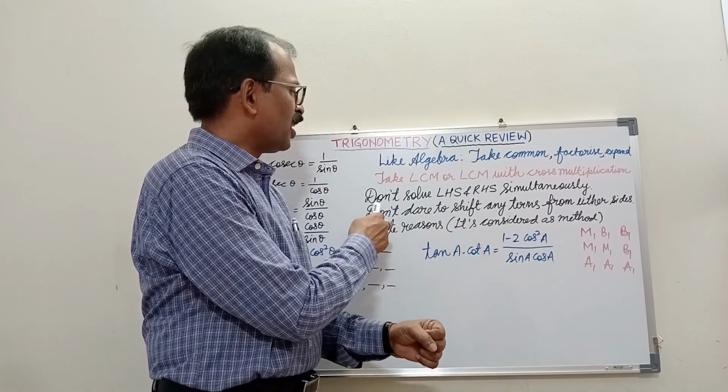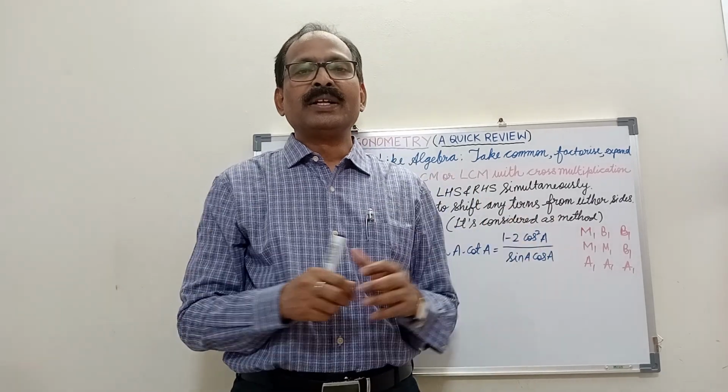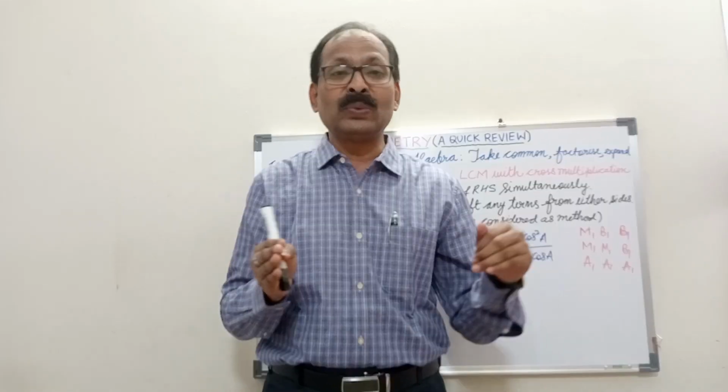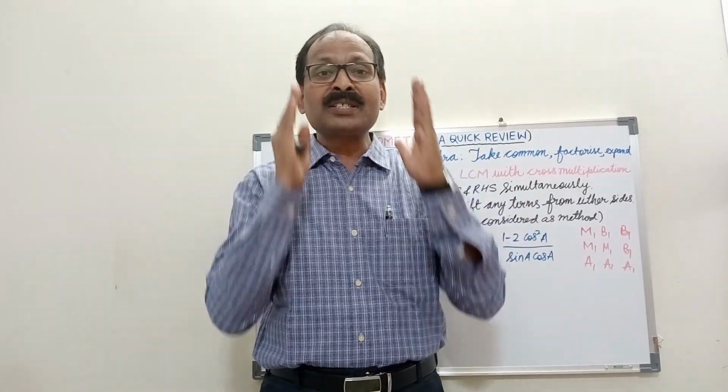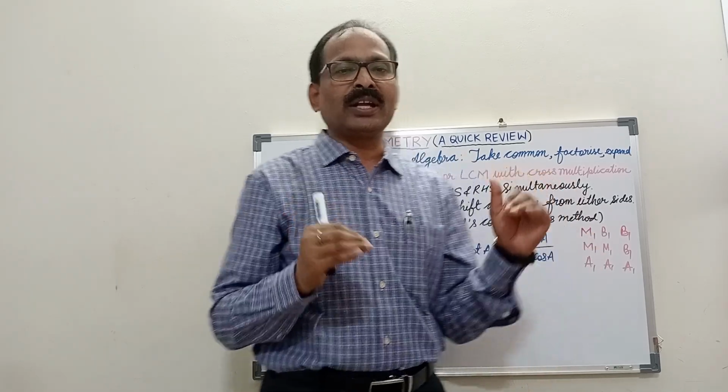Then don't solve LHS and RHS simultaneously. Some students solve the left hand side and right hand side together. It means you have assumed that they are equal, though you are proving sums. Proving sums means you cannot assume they are equal, so taking them together is not allowed.